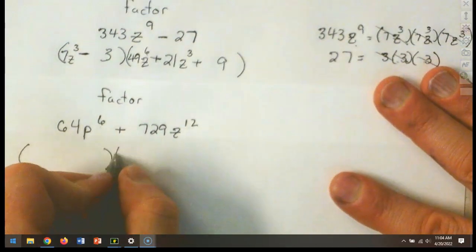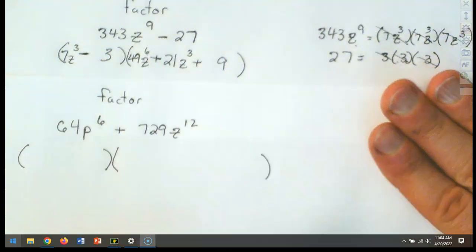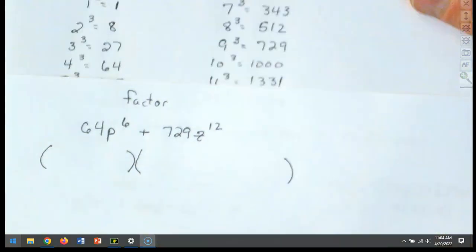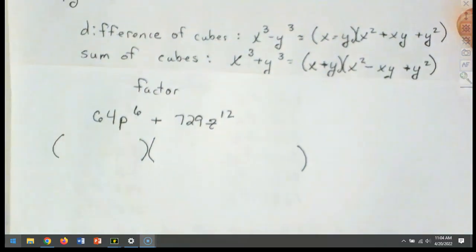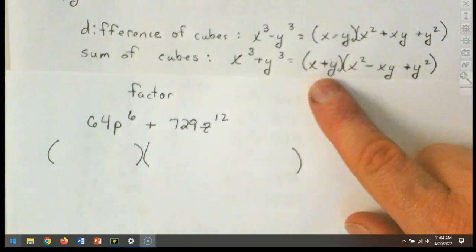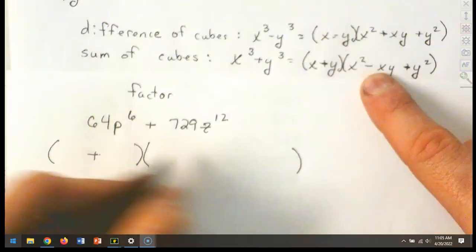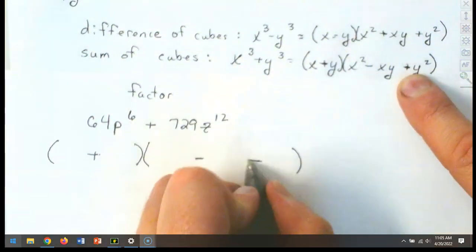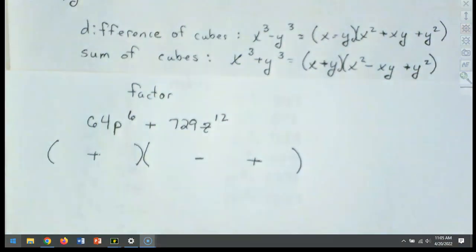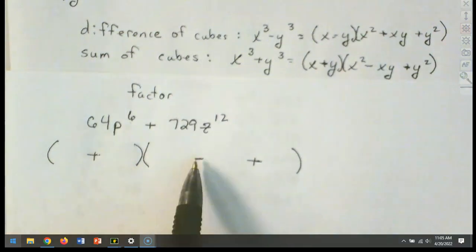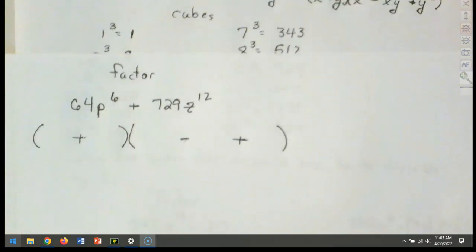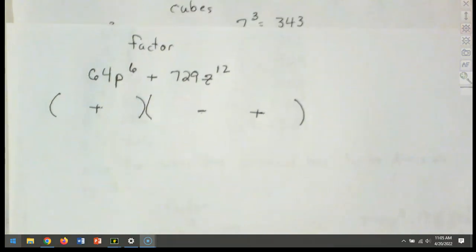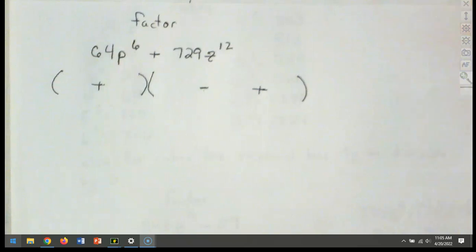How do the signs go? This is a cube, and it's a sum. So let's go look at our signs here. Okay, for the sum. How do the signs go for the sum of cubes? Plus, minus, plus. See how the signs switch around? So this one goes for the sum, plus, minus, plus. And now we just fill it in exactly the same way we filled the last one in.